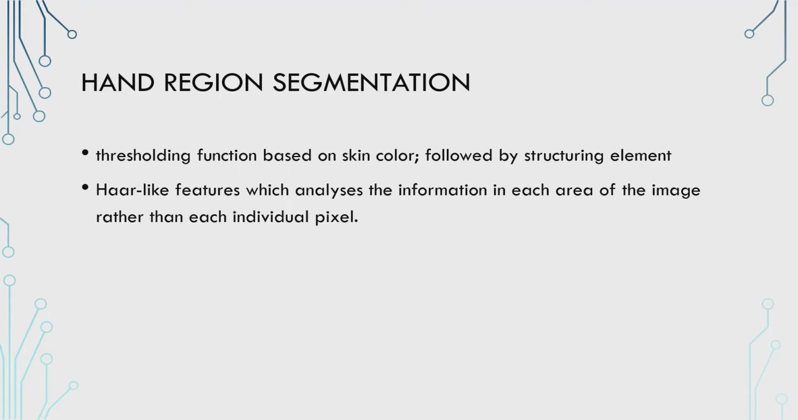Considering the problems faced by skin color segmentation, a study conducted in 2008 used a statistical approach based on a set of Haar-like features which analyzes the information in each area of the image rather than each individual pixel. In work more like ours, researchers used the R-CNN framework to accurately detect the hand region as a preceding step to background subtraction.